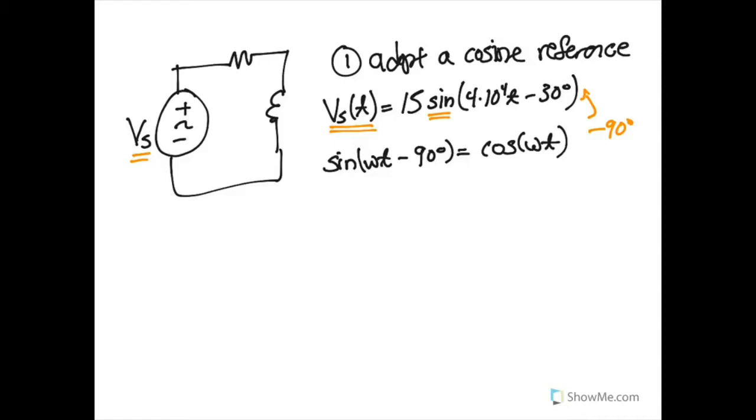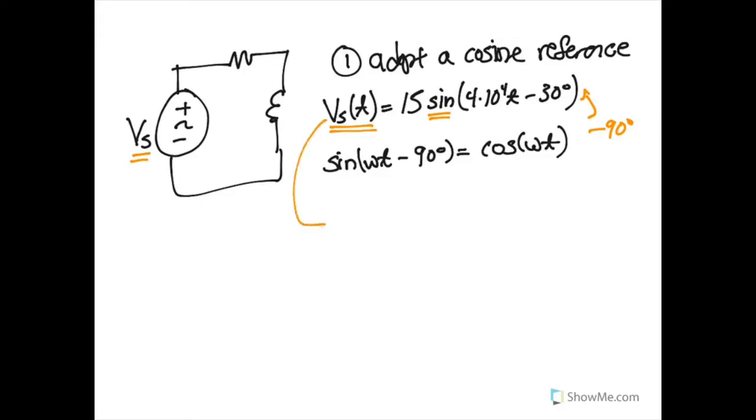Now, what a lot of people will do is they'll either add 90 or divide by 90. Just remember, if it's in a sine, whatever is there, subtract by 90. So if there's not even a phase listed there, like right now we're off by 30 degrees, but if there was nothing there, just assume that the phase is 0 and subtract 90 from it.